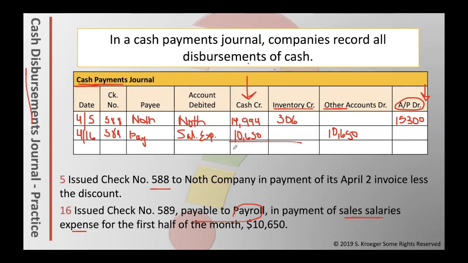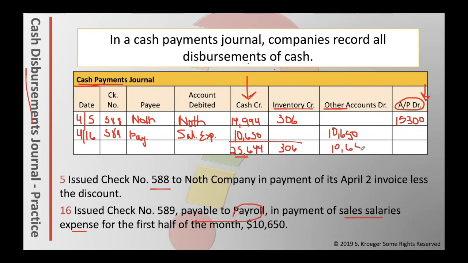When you add up the cash column, it would be $25,644. You would go into the ledger for cash and put this in as a credit. Inventory, 306. You would update that ledger account. Other accounts is the $10,650.